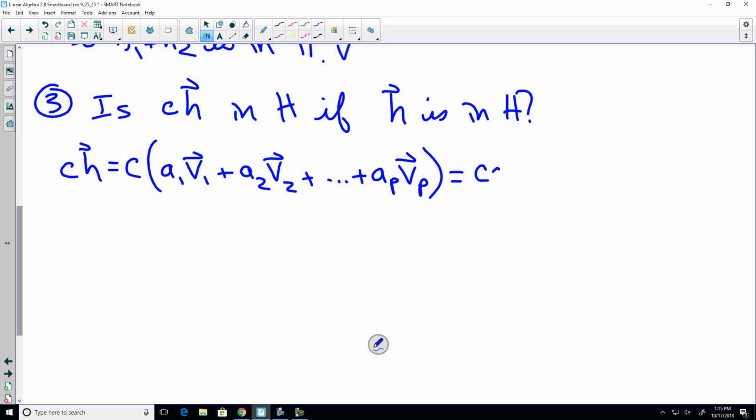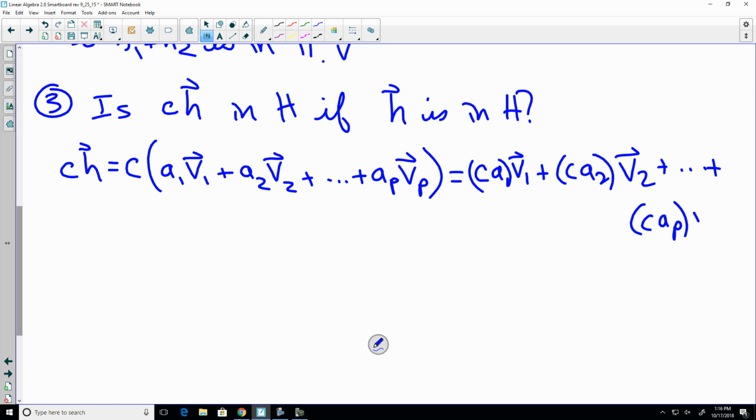and then I can distribute the C, right? And that is not the same linear combination, but it's still a linear combination, right? I've got scalars times each vector, and they're all added together. So that is still in H. So Ch is in big H. Those are the coefficients of the vectors, right? It's a linear combination, those are the scalars that we're multiplying by each vector.